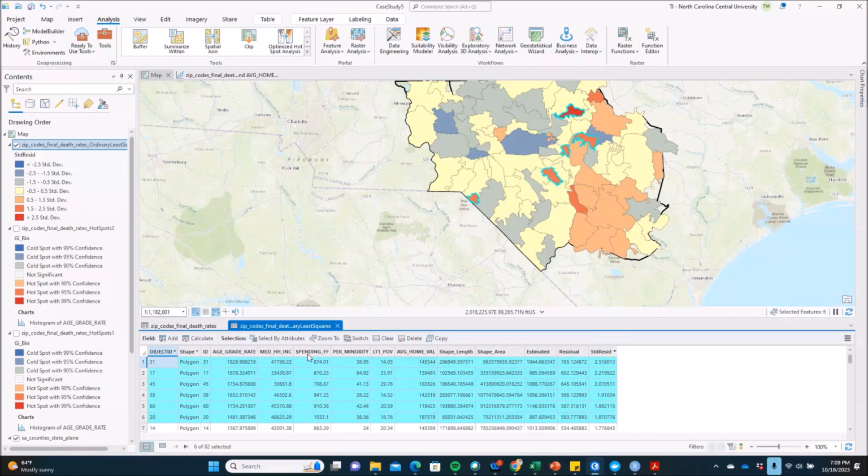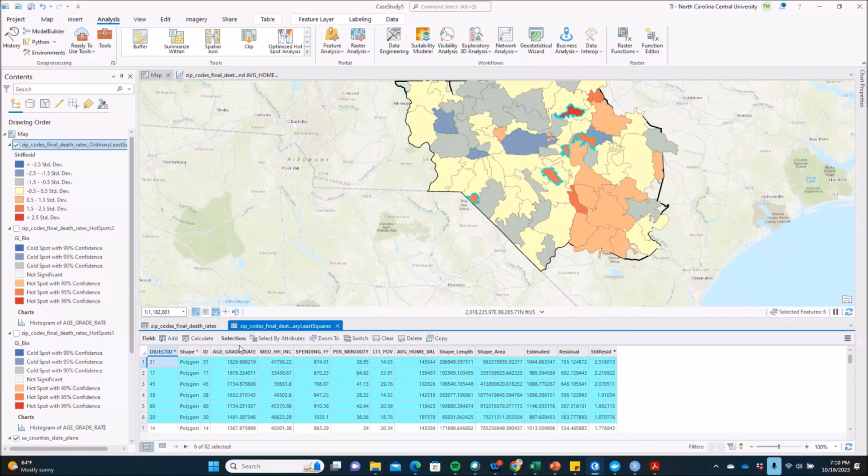And then some of these other factors, maybe spending on fast food, or maybe percent minority and spending, might have canceled each other out. So you're getting a little sketchy with some of your results here.